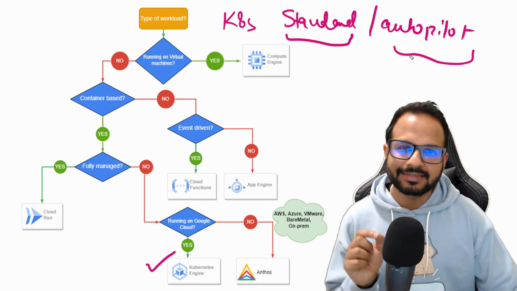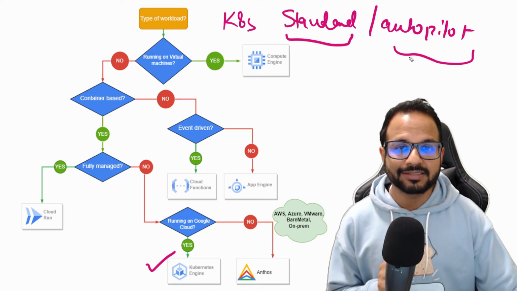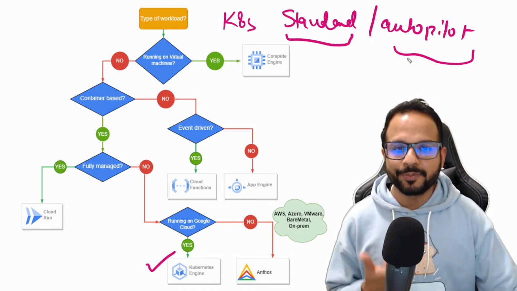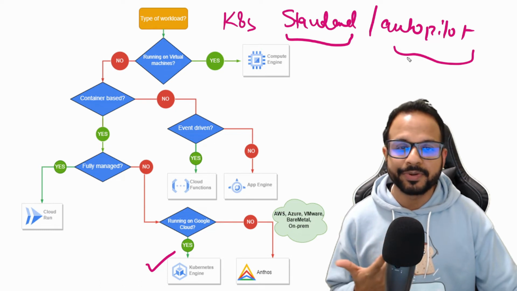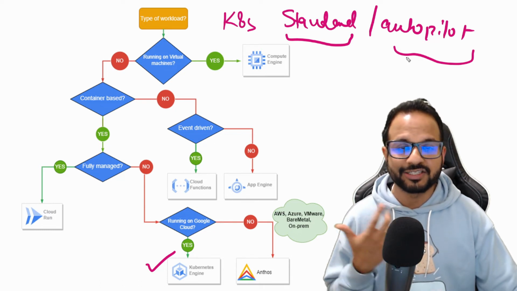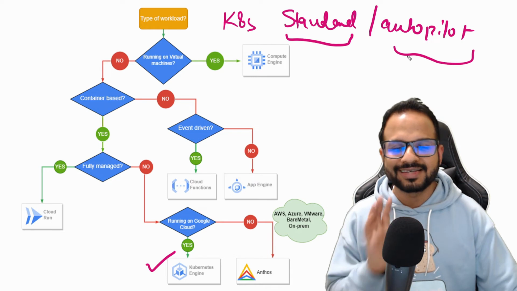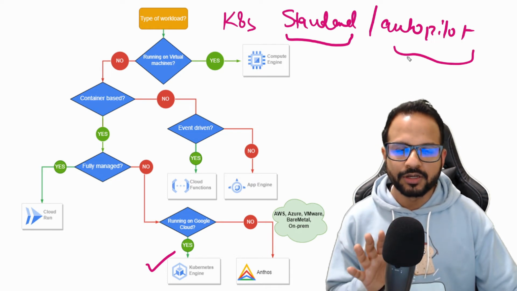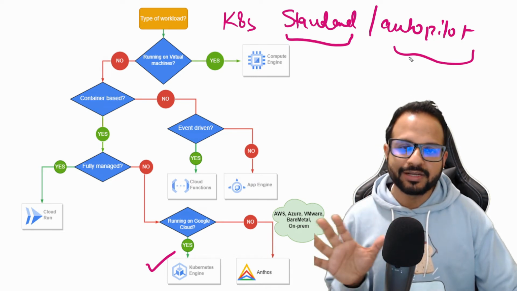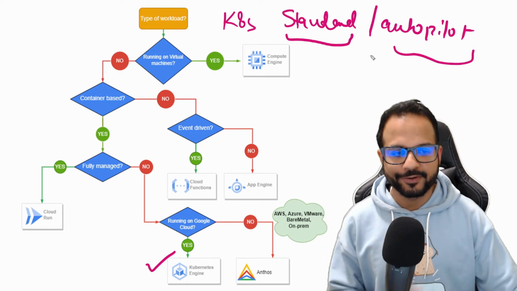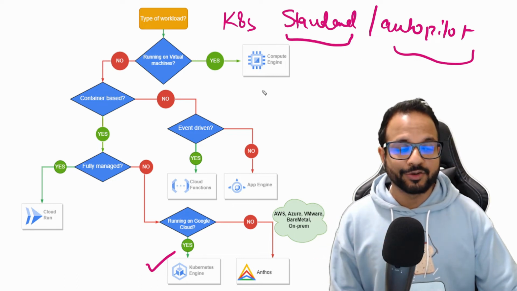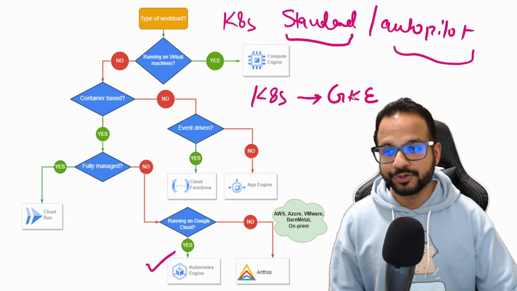Now, why do I say this is a partially managed service? Because your auto upgrades, your node repairs, and your patching of servers will still be taken care of by Google Cloud. So that is why it is partially managed and partially you have to take care of it. Now, this is the case when you have to migrate your on-prem K8s to Google Cloud. So this is what you would use.